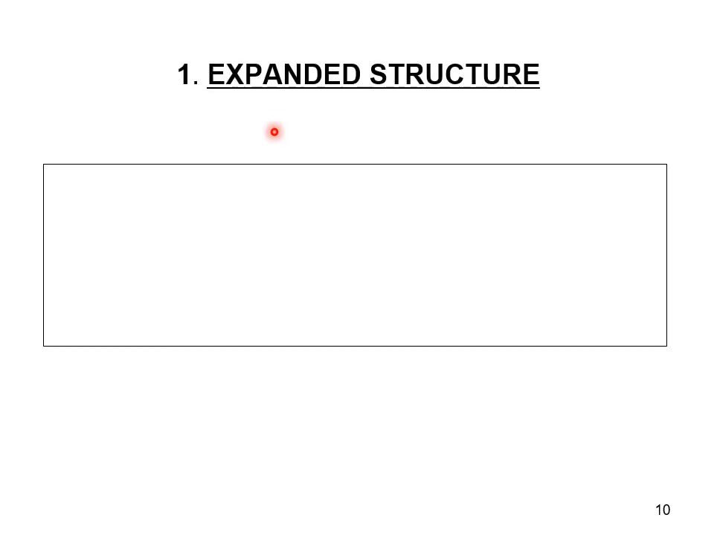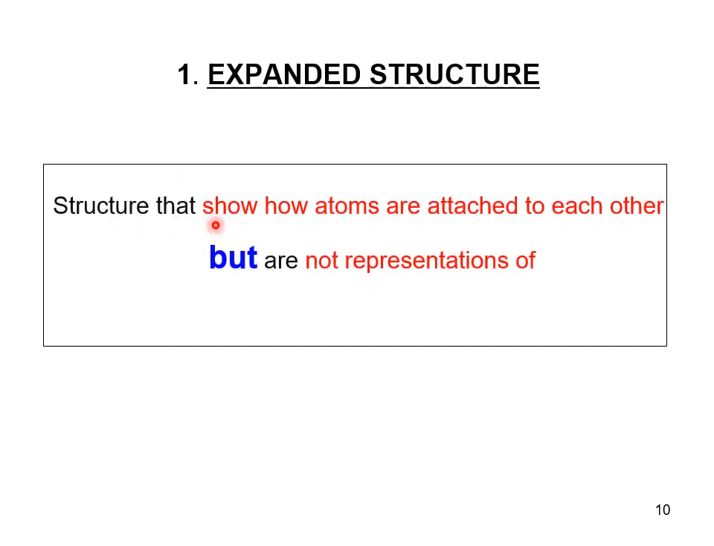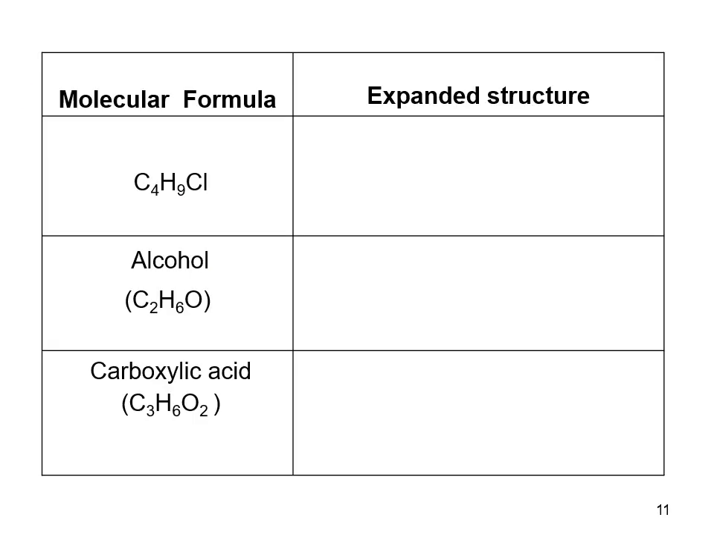What is expanded structure? Expanded structure shows how atoms are attached to each other but is not a representation of the actual shape of the molecule. Next, molecular and expanded structure. If you check, this one is the molecular formula. It shows the number of carbons. There are 4 carbon, C4, 9 hydrogen, and 1 chlorine. So how are we going to draw the expanded structure?